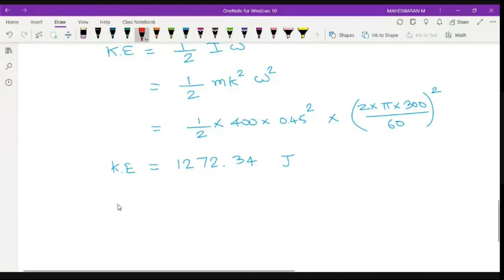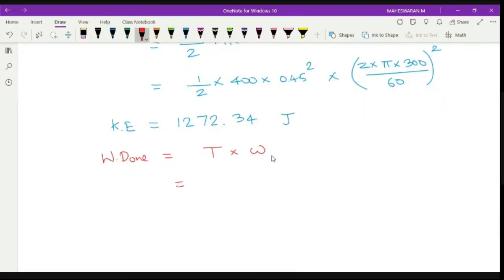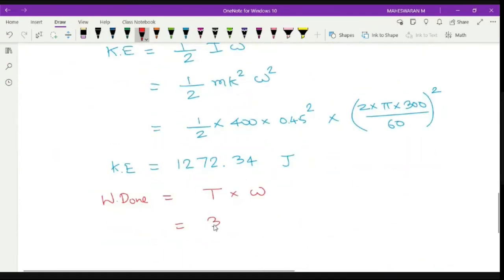Now I have to relate it with the work done. Work done is nothing but torque into omega. Omega is the rotation, for one rotation, how it is. So it is equal to the torque we identified, 32.418, into omega, which is 2 pi. It is rotating for 360 degree into n. N, I don't know the number of rotations. That is what we are going to identify.